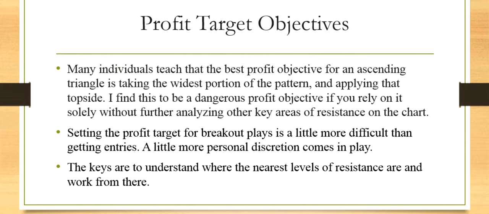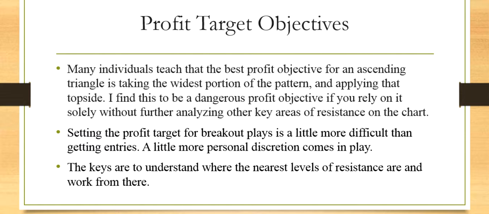All right, so what's the profit target objectives with this pattern here? Many individuals, a lot of times you'll read, teach that the best profit objective for an ascending triangle is taking the widest portion of the pattern, so the bottom end of that ascending support and the top end of that horizontal resistance, and applying that top side. So you kind of reverse it and flip it top side, and that's how much you want to see profit-wise. Now, personally, I find that to be a dangerous profit objective if you rely on it solely without further analyzing other key areas of resistance on the chart.